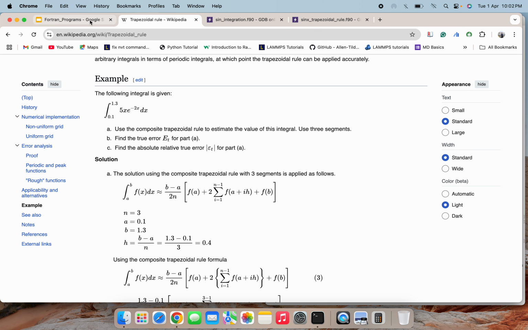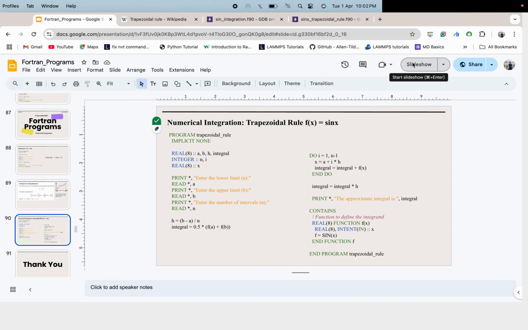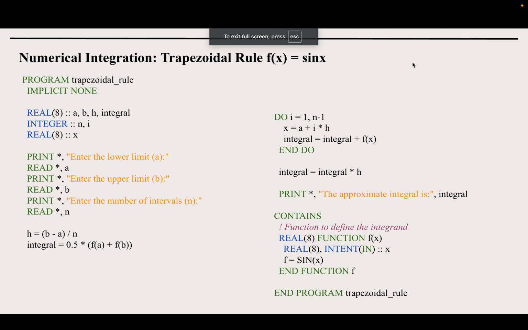Now let's go to our next part of implementing the same trapezoidal rule in our code. Here is a simple code to find the integration of sin x using the trapezoidal rule instead of our normal integral function.